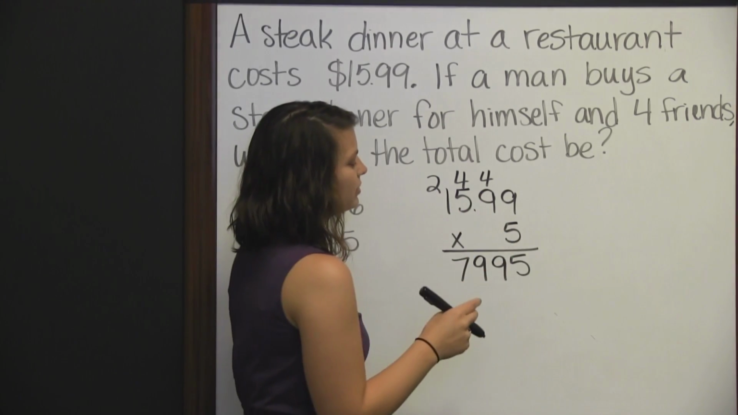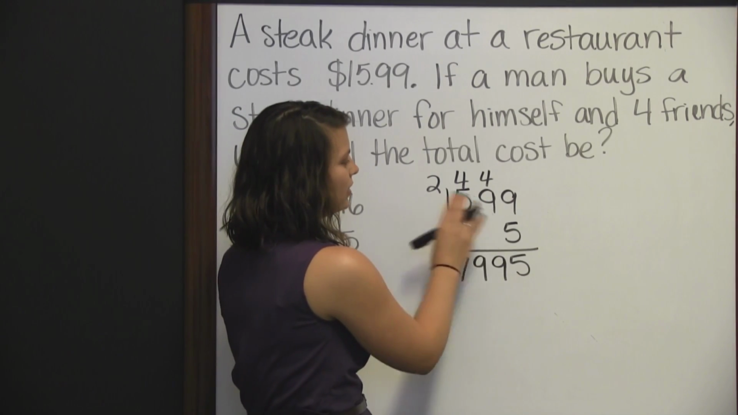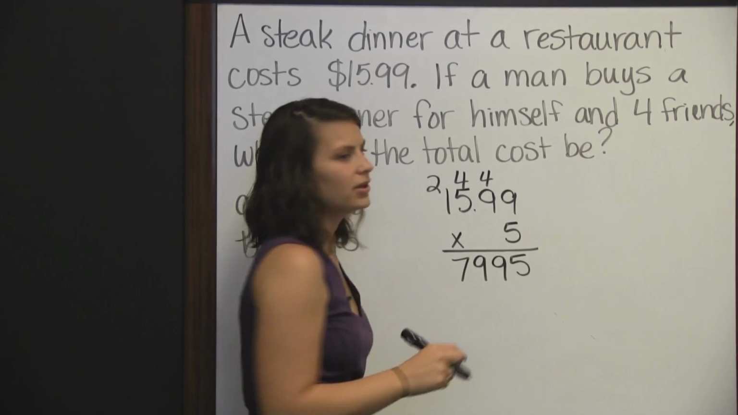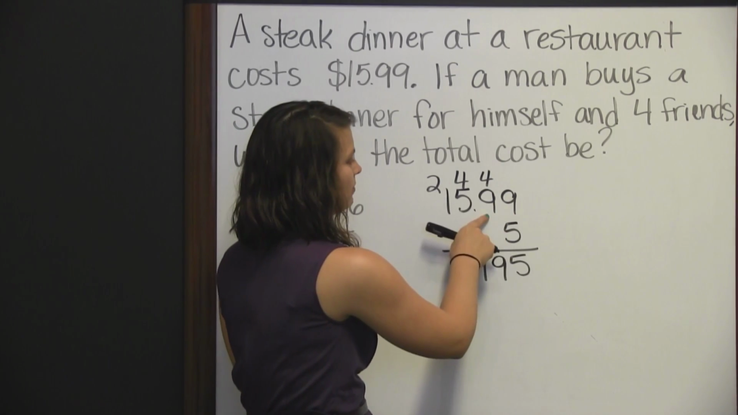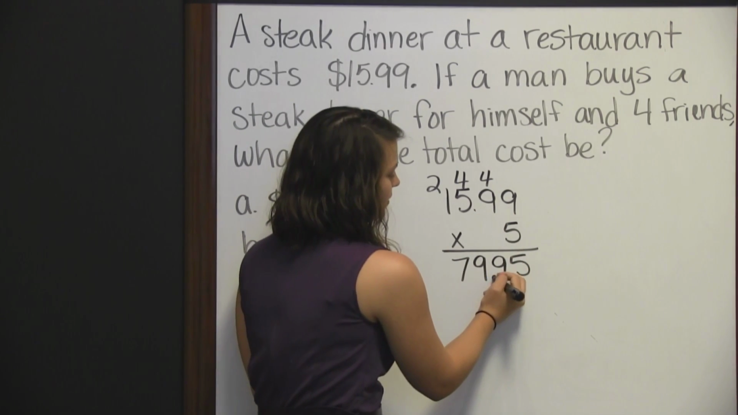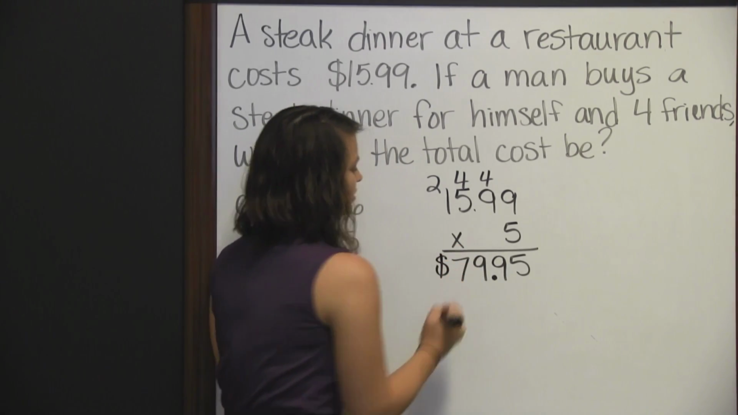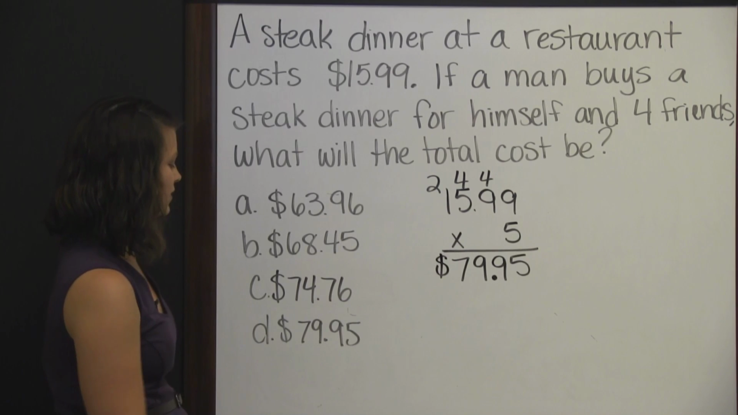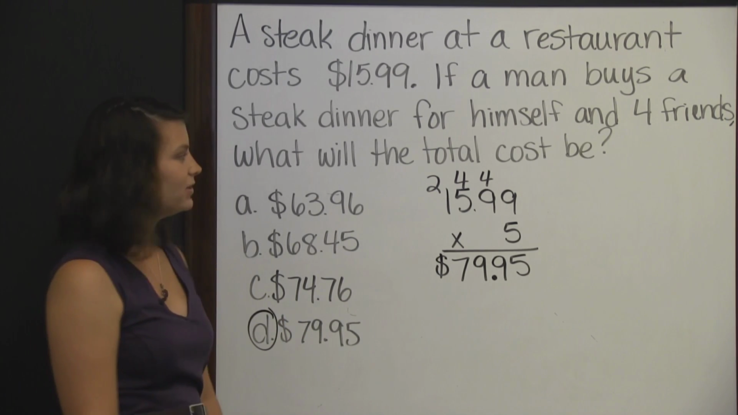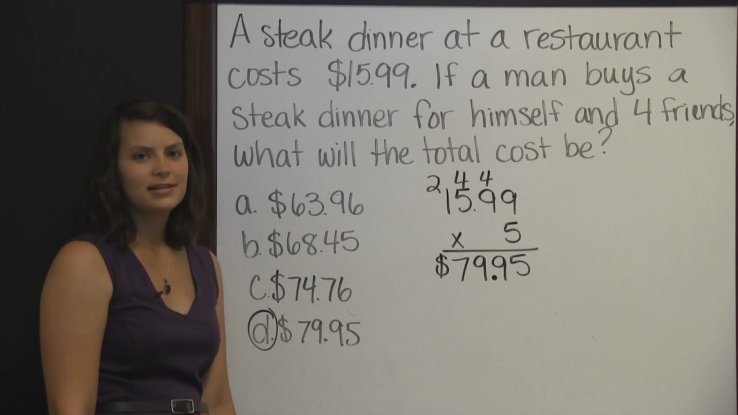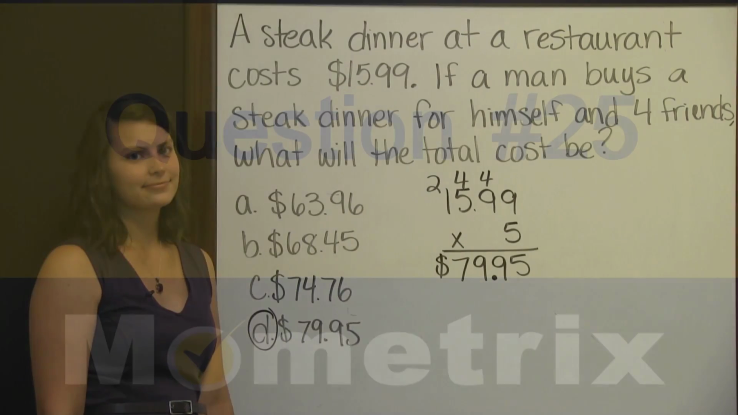When multiplying numbers, the number of numbers behind the decimal place depends on the number of numbers behind the decimal in the two numbers you multiplied together. So here we have 2 numbers behind our decimal, and so we have 2 numbers behind our decimal in our answer as well. So the answer is $79.95, which is answer choice D. It's going to cost him $79.95 to pay for his steak dinner and the steak dinners of his 4 friends.